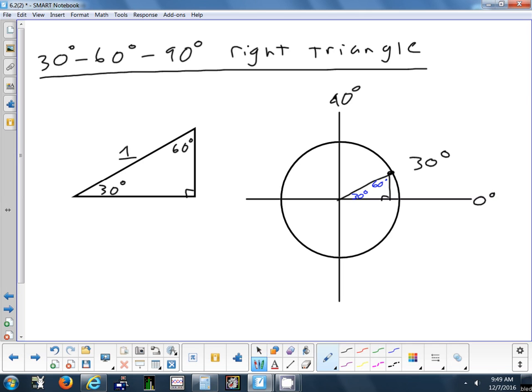Wait, isn't it like a special right triangle? These are special right triangles. Can't you just use that if you already have one of the numbers? If you know the relationship of the sides here, then yes. All right. Does everybody remember the relationships for the 30, 60, 90?